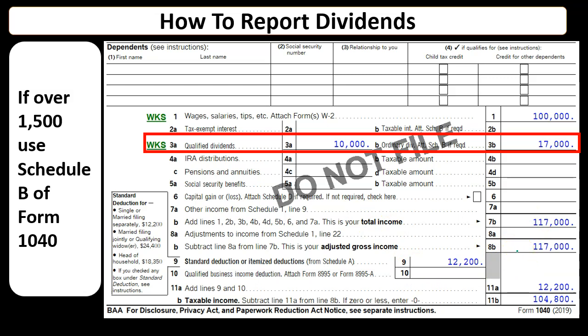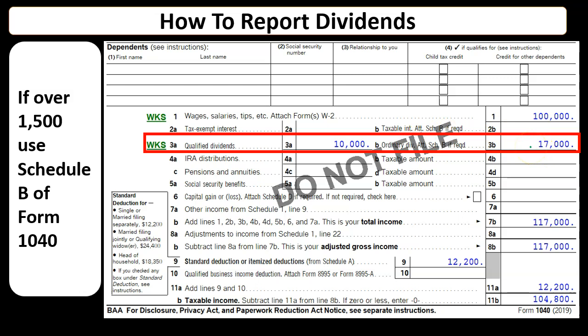So if you think about the tax, you're going to say, all right, you've got the progressive tax system, but you're going to have to pull out 10,000 of this, and then the difference, the 107,000, is going to be taxed at the progressive tax rates, and then the 10,000 is going to be taxed at either 0, 15, or 20%, depending on the taxable income. Again, software will help out with that, but you want to be able to understand that so you can explain it to the taxpayer.